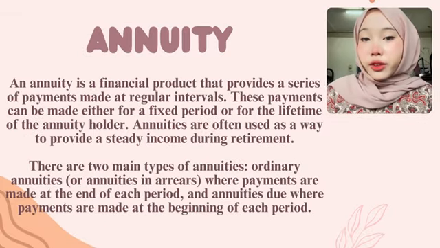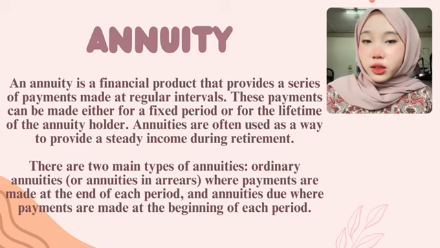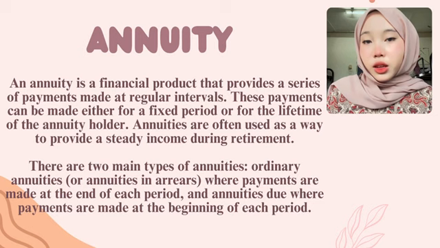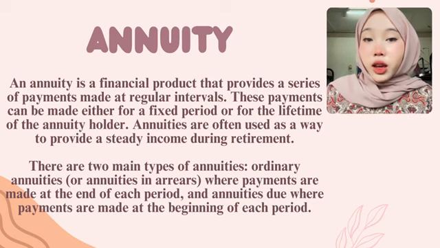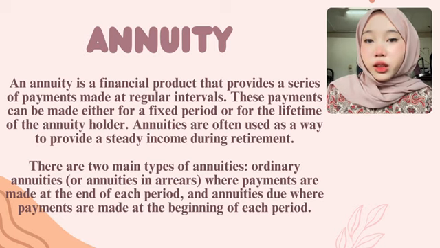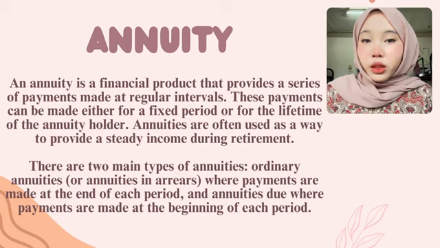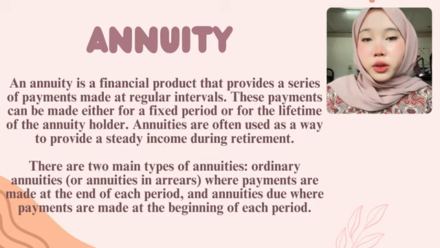An annuity is a financial product that provides a series of payments made at regular intervals. These payments can be made either for a fixed period or for the lifetime of the annuity holder. Annuities are often used as a way to provide a steady income during retirement. There are two main types of annuities: ordinary annuities or annuities in arrears, where payments are made at the end of each period, and annuities due, where payments are made at the beginning of each period.